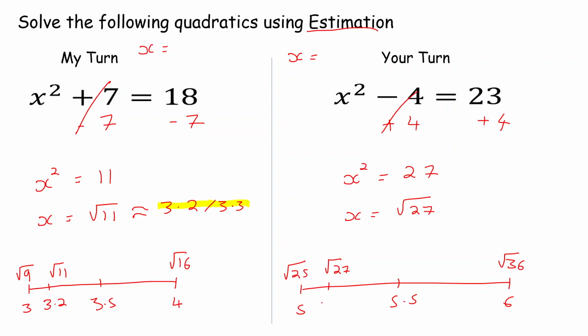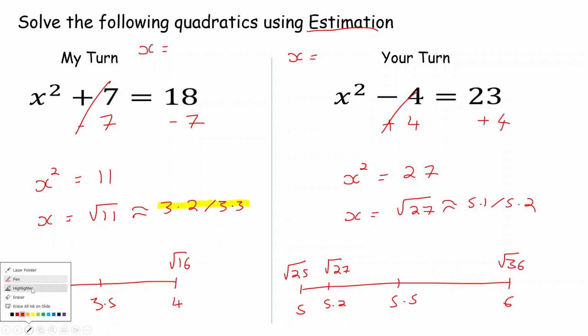And I'm going to say probably 5.2, or it could be 5.1, or maybe even 5.3. Probably, I'm going to say approximately equal to between 5.1 and 5.2. Either of those answers are going to be valid.